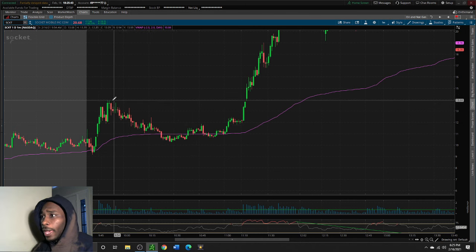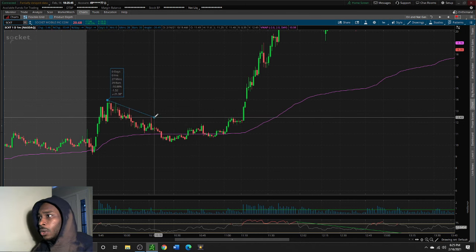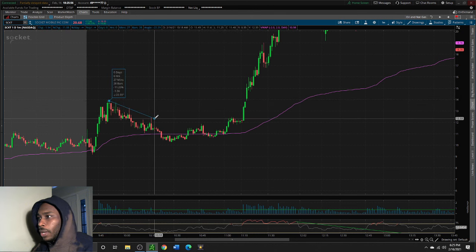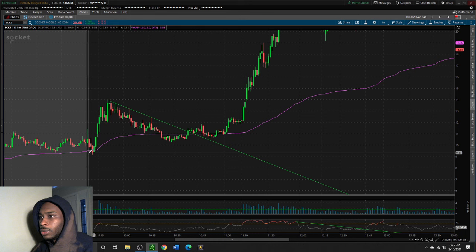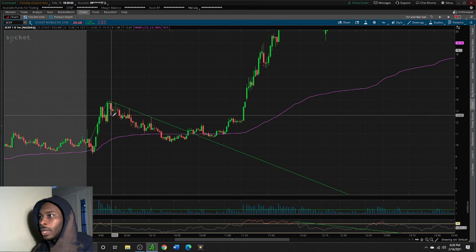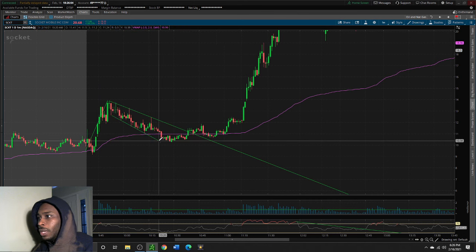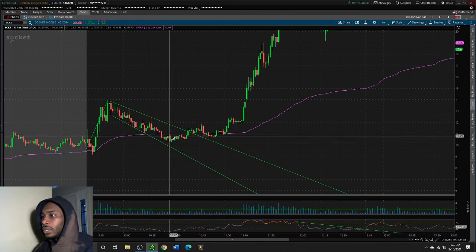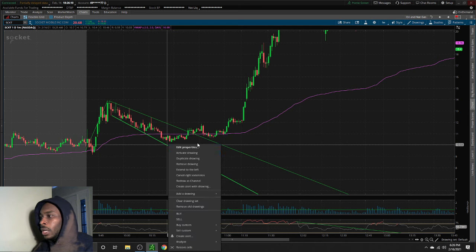All right, and then we got this flag pattern right here. So you basically draw your trend line over your wicks. I could probably do it a little better than that. You draw your trend line. So remember, with the flag pattern, you got the initial run up. So this would be the pole right here, that first little push up. And then the flag would be your trend line, your consolidation after that run up.